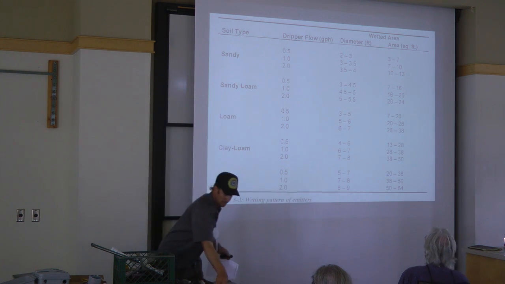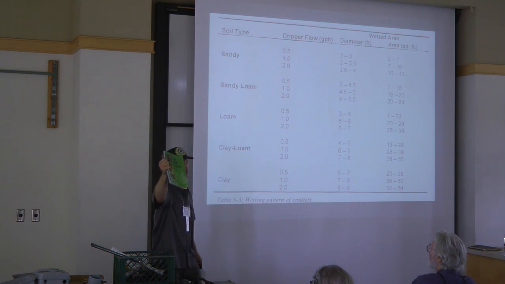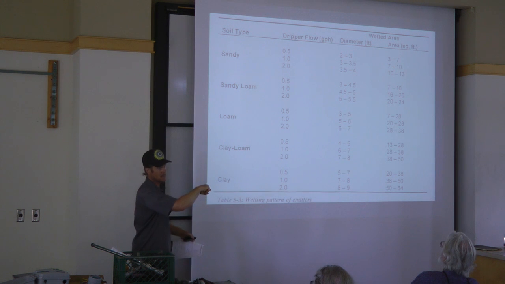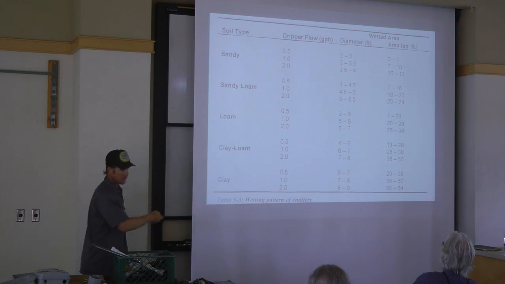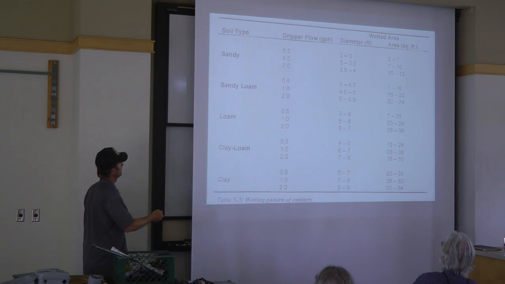This table came from this book here, Drip Design in the Landscape by the Irrigation Association. Very good book, highly recommended. I have a list of references in the back too. And again, this presentation will be available shortly.